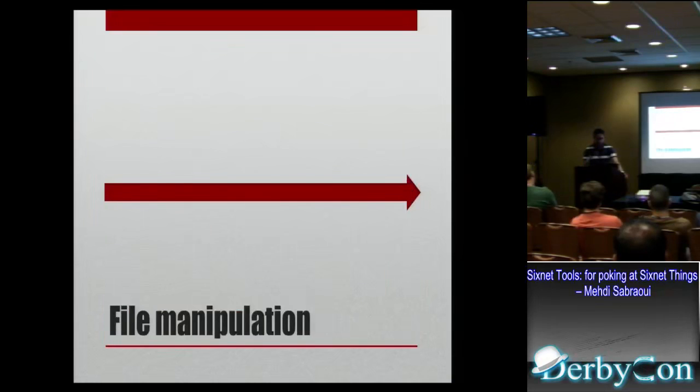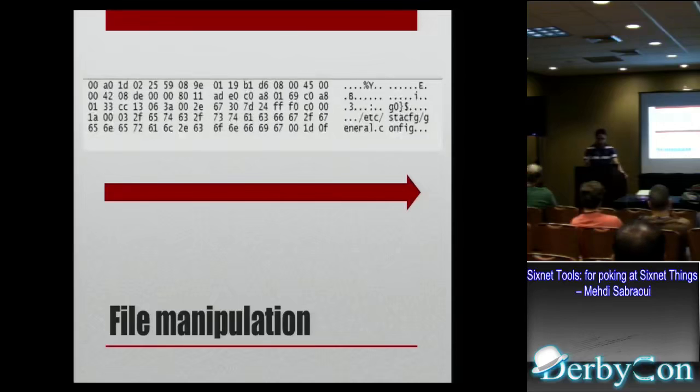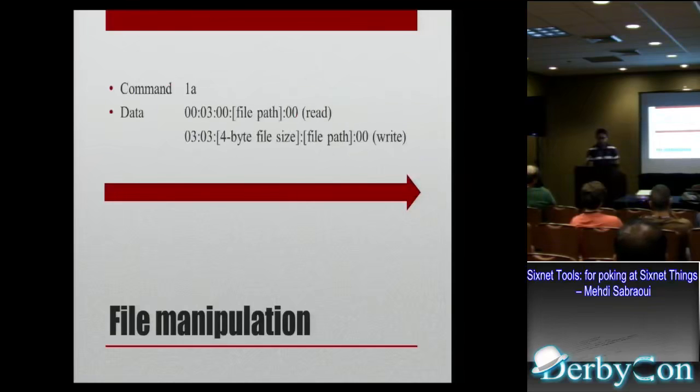Let's see. So running that process through Wireshark, we can get some more of these undocumented function codes. For example, you can see here that file path right there, etc/sta config/general.config. That's the one I pointed out before. So that's going across the wire. So here's how these commands work. These are the file manipulation commands. The data in the command field is 1A, so that's the command for file manipulation. And then the data for reading is different from writing, and those are all there.